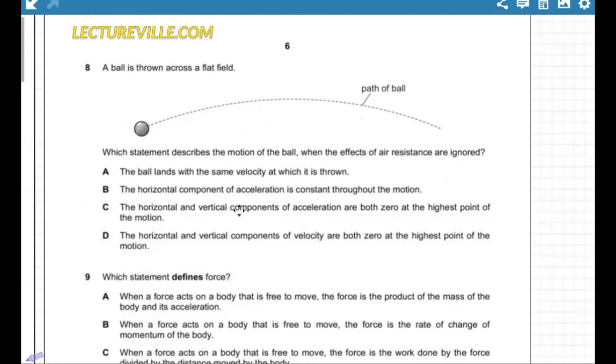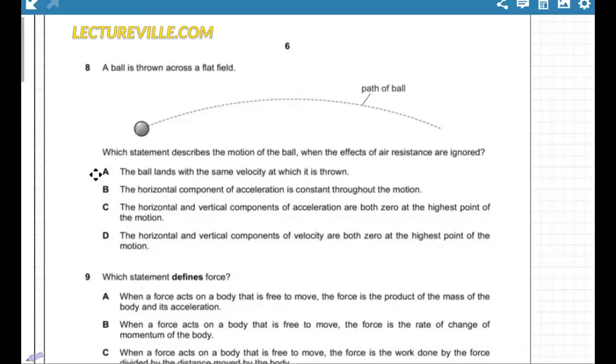The horizontal and vertical component of acceleration are both zero. No, horizontal acceleration is zero, vertical acceleration is not zero. The horizontal and vertical component of velocity are both zero at the height. No, only vertical at maximum height, vertical component becomes zero, not the horizontal component. So horizontal component will still be the same as it was in the beginning.